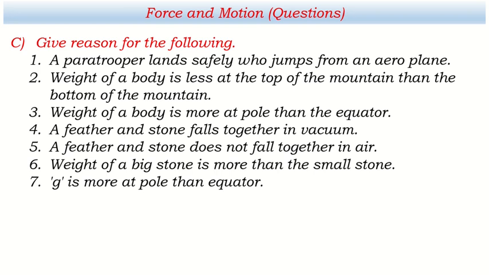G is more at the pole than the equator. Value of g is 9.83 meter per second square at the pole, and it is less at the equator, that is 9.78 meter per second square. But what is the reason behind this?